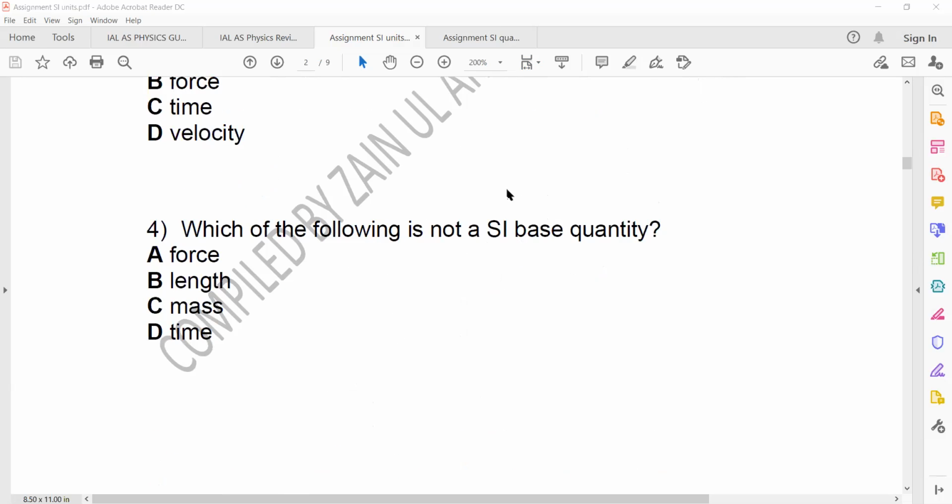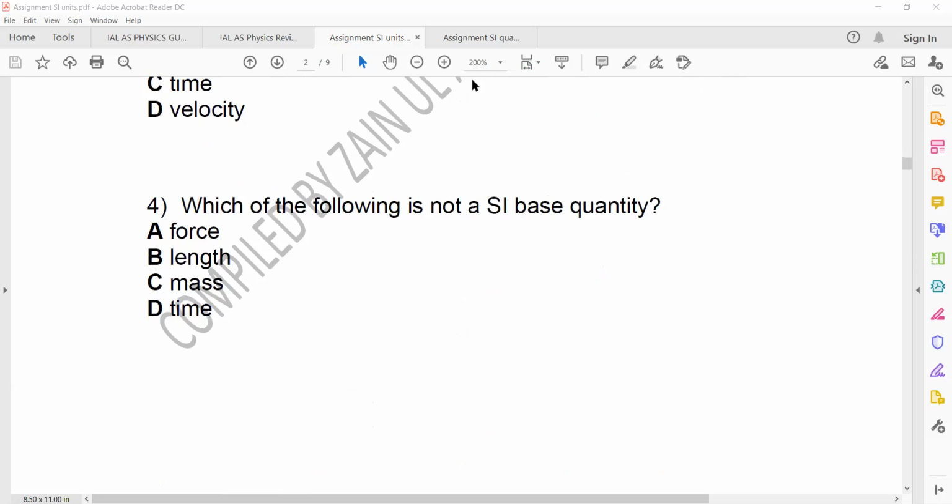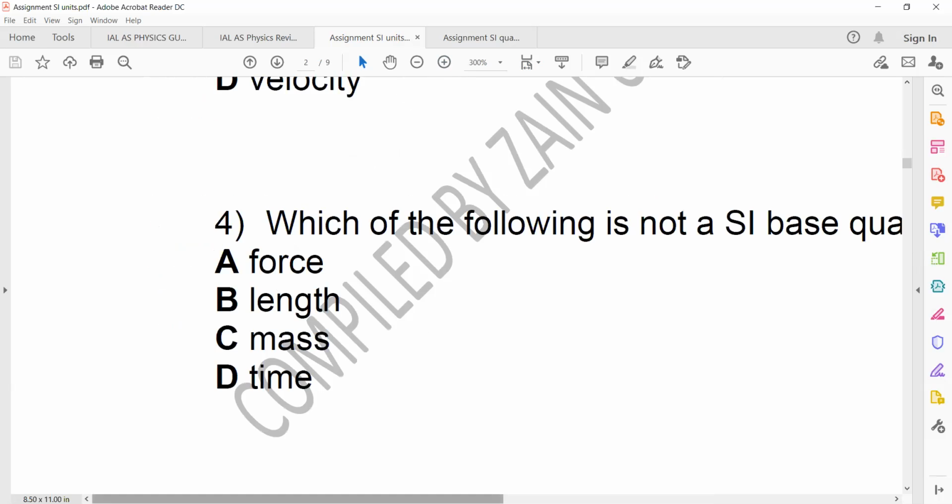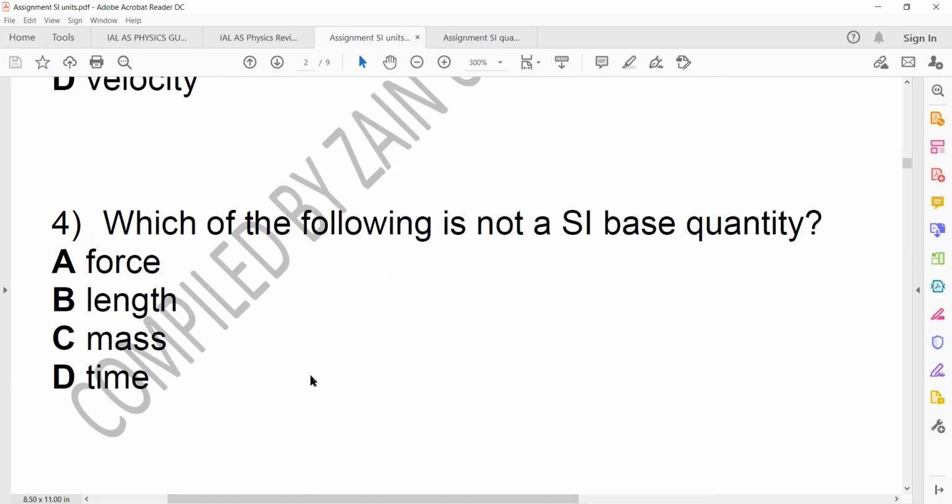Which of the following is not an SI base quantity? Force is not an SI base quantity. Force is a derived quantity.